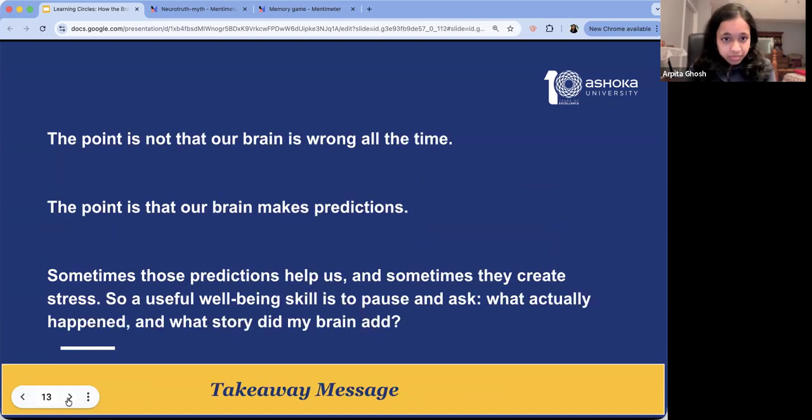So the point is that our brain is not always wrong, but the brain can make predictions, and those predictions may not always be right. The predictions it makes impact our well-being. Sometimes they lead to a lot of stress. So a part of well-being is to determine whether the predictions the brain is making are actually what has happened, or whether the brain is adding something based on our past experiences and the patterns that it has recognized.